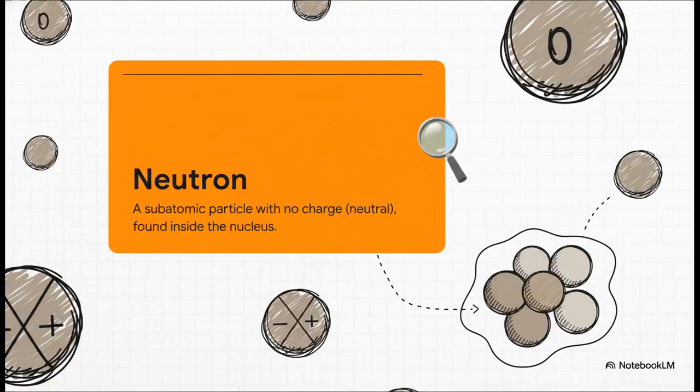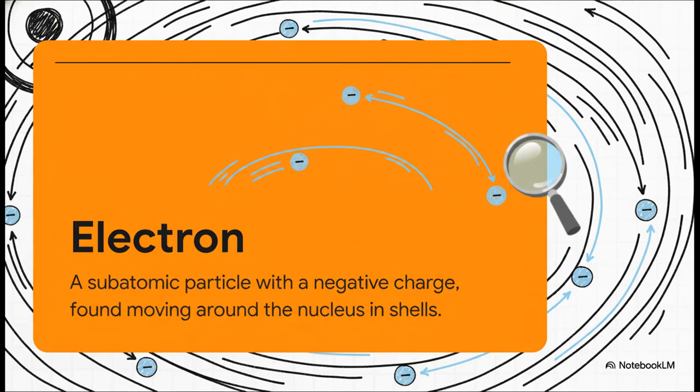Simple, right? All right, next up is the neutron. And honestly, this one's the easiest of the bunch. Just think, N for neutron is N for neutral. It has no charge at all. And just like its buddy, the proton, it also lives inside the nucleus. And finally, we've got the electron. Now this is the real live wire of the atom. It's always moving, always doing something. It's got a negative charge, and you'll find it zipping around outside the nucleus in these specific paths or energy levels that we call shells.